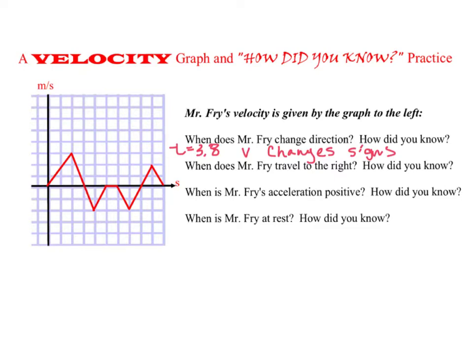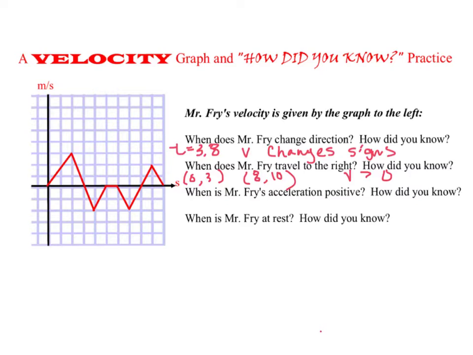When is Mr. Fry traveling to the right? Well, from 0 to 3, and from 8 to 10. And how do I know that? Well, that's where the velocity was positive, was greater than 0.